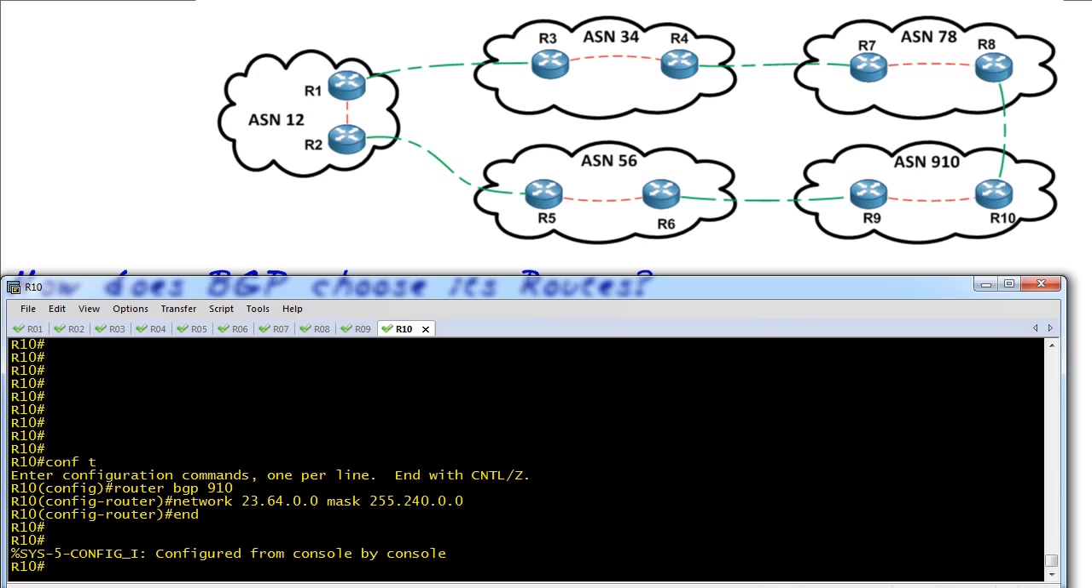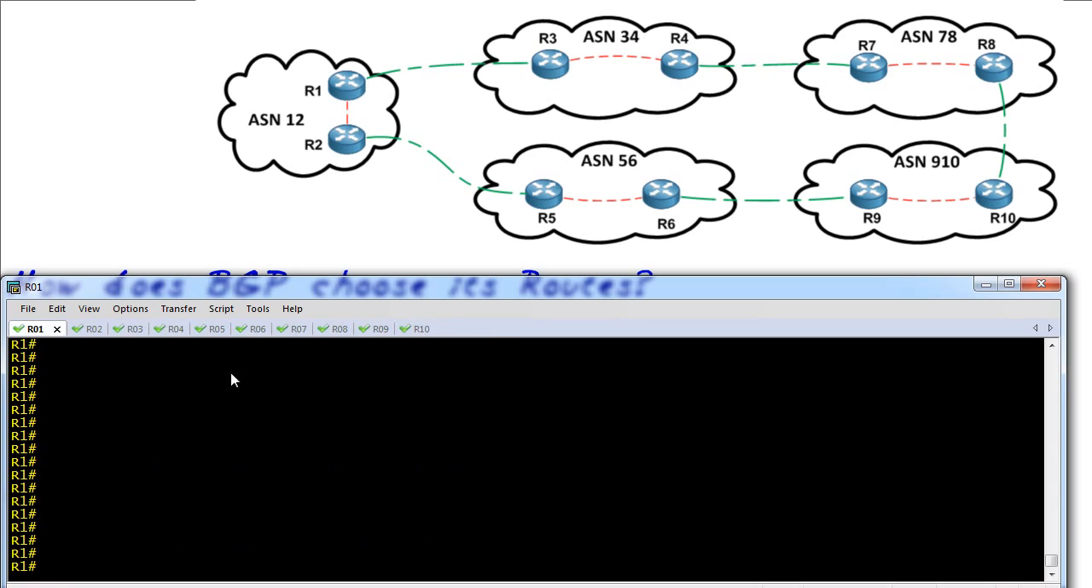Now 910, this AS is advertising it northbound to 78 and also to 56. 78's advertising it to 34. And as they advertise that route, they're going to append to the autonomous system path their AS number, their autonomous system number. Why is that important? Let's go take a look at R1 and I'll show you.